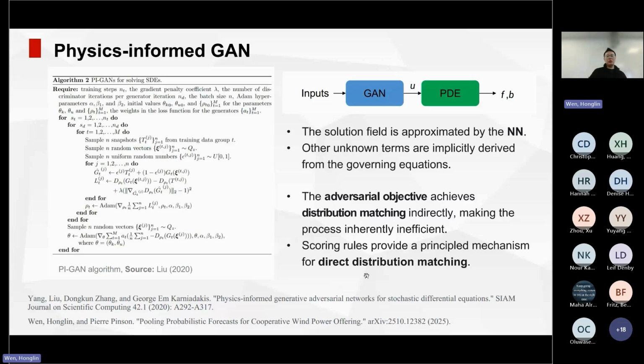What can we do? We have another idea. I mentioned we can use the proper scoring rule, remember that? We can train the generative model with the proper scoring rule. That will give you very direct and very strict distribution matching. Then we still keep the flexibility of the GAN model, and we can solve the training issue of the GAN.